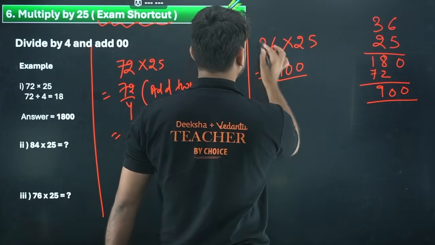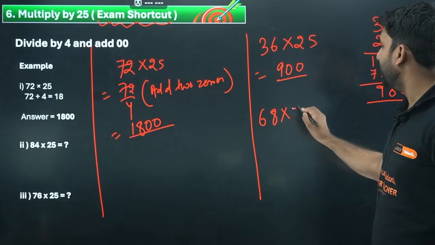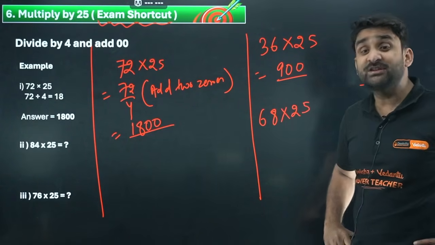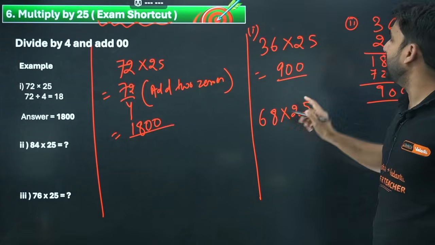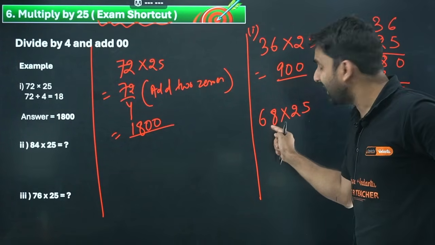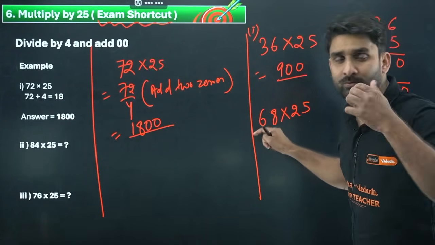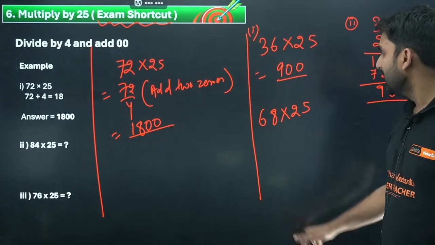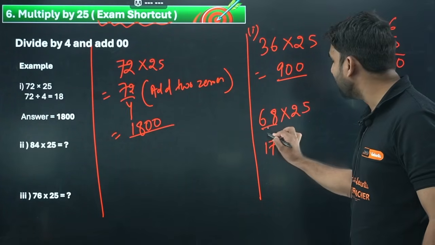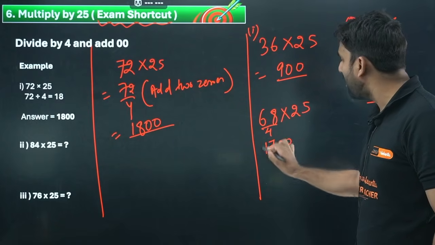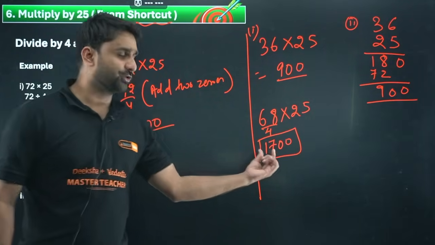If I ask you, 68 into 25, what will be the answer? Come on, 68 into 25. Divide this value by 4. If you divide this value by 4, I think 17 will be there. So divide this by 4 and add 2 zeros. Come on, this is the answer. Divide the number by 4 and add 2 zeros to the result.